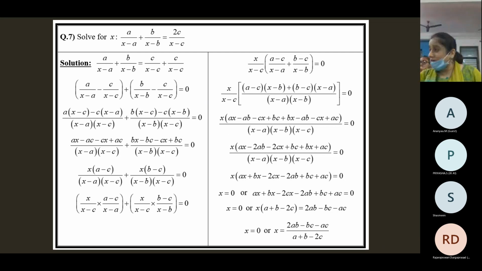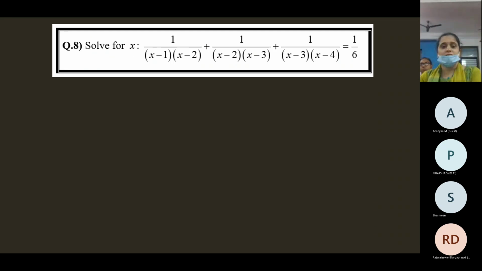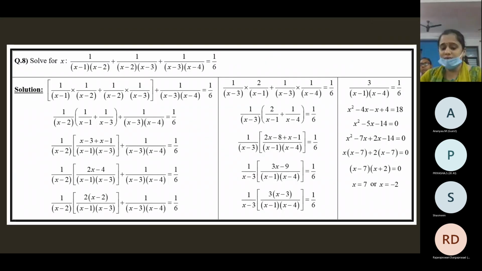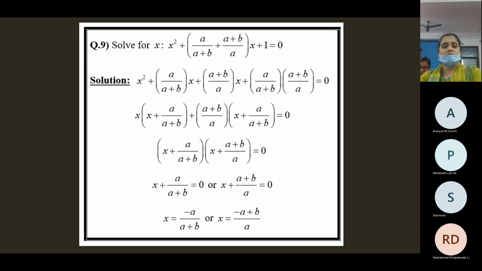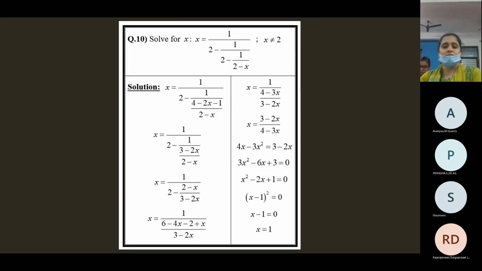We'll discuss this in the next class. By the time I share this answer on WhatsApp, go through this and then finish it in your notebook. I'll give you all the instructions on WhatsApp. This one also I'll send on WhatsApp. This is also important.